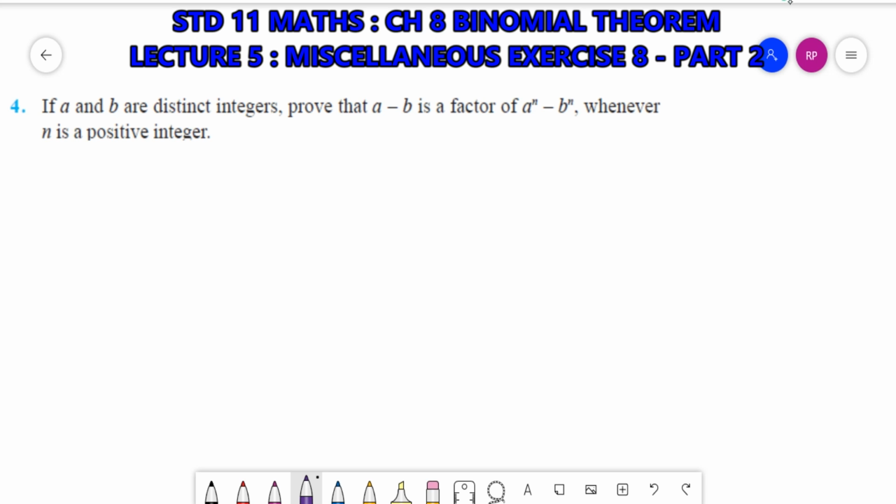Question number 4. If a and b are distinct integers, prove that a minus b is a factor of a raised to n minus b raised to n whenever n is a positive integer. So we have to prove that a raised to n minus b raised to n has a factor a minus b. Let's start with a raised to n.